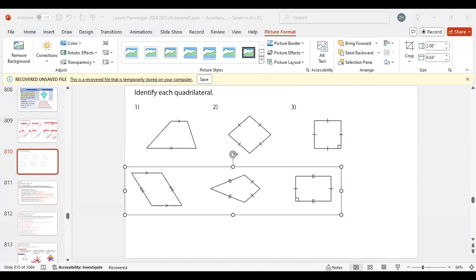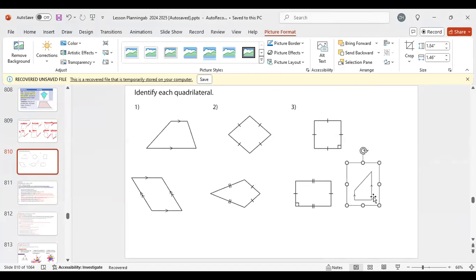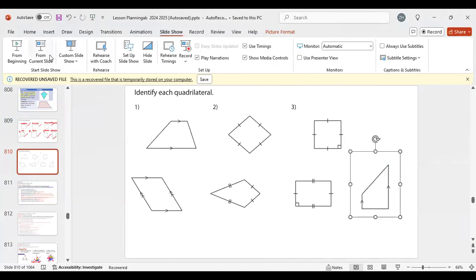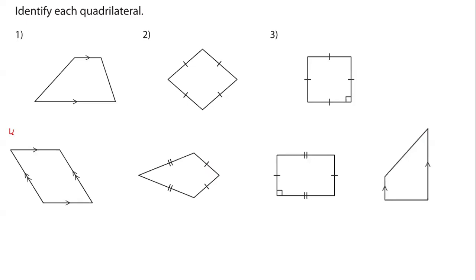All right. Put your answers inside the chat for me, please. Again, put your answers inside the chat for me, please. This is 4. Your answers should be inside the chat. Name the quadrilateral. This is 5. This is 6. And this is 7. All right. Put your answers inside the chat.